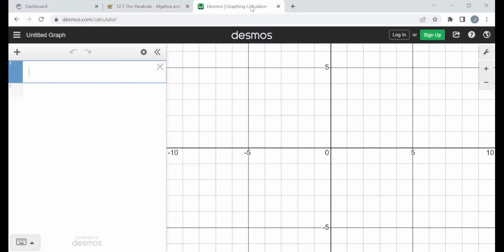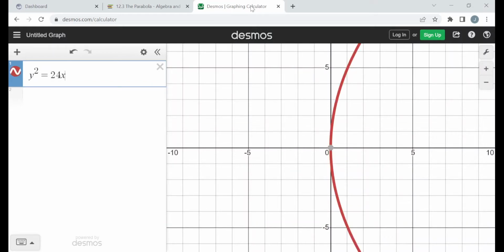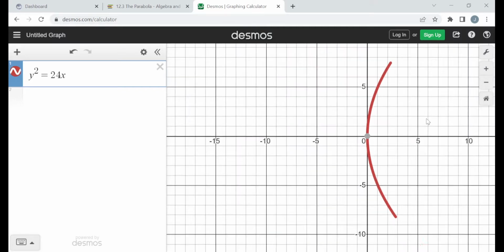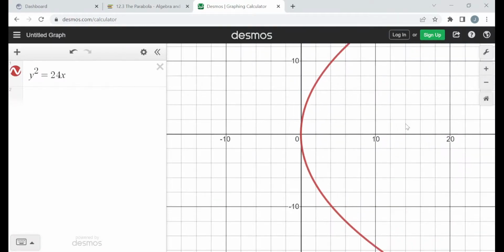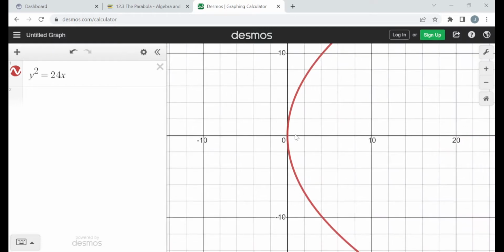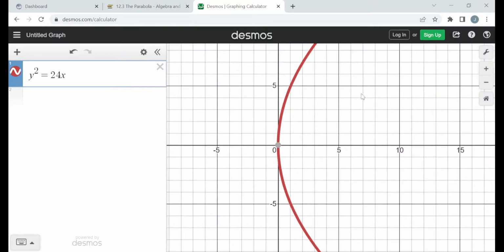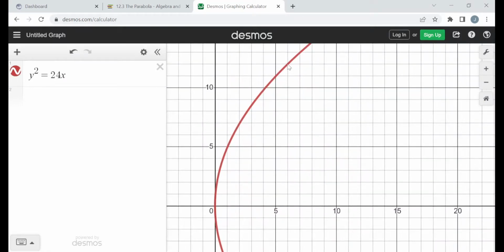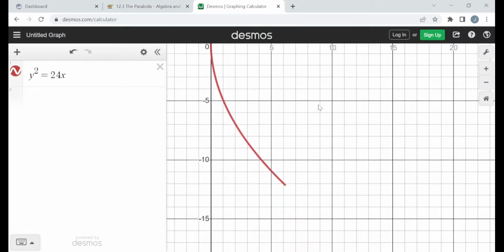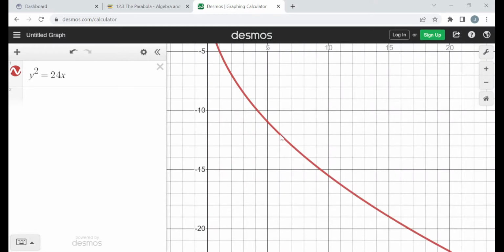So I'm going to go to the Desmos calculator, a free online graphing calculator at desmos.com. And I'm going to enter the equation that we were given, y squared equals 24x. All right, and you see this very wide parabola, probably a little wider than I drew, and the vertex at the origin. And you should be seeing the point (6, 12). There's (6, 12). You should also have the point (6, -12) right there.